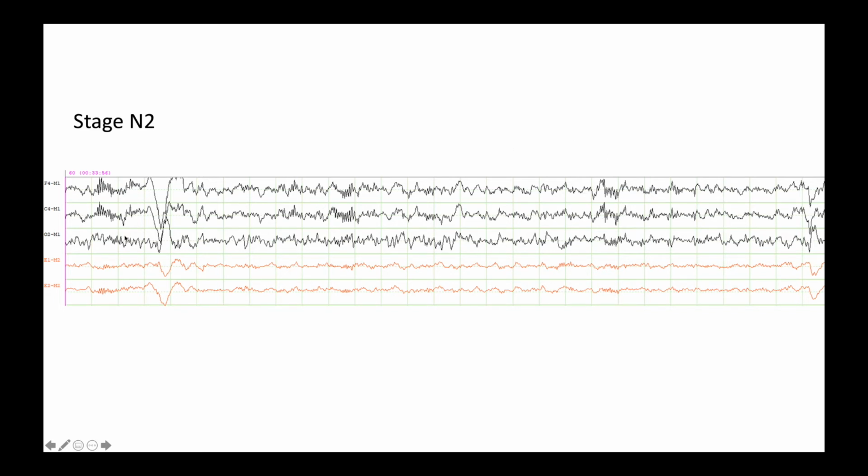And then the other thing here, and this is not quite as pretty a K complex, but I think this is still a K complex. You can see there's an initial negative deflection, and then there's a positive deflection that follows. So this is a K complex. And spindles and K complexes characterize stage N2 sleep.